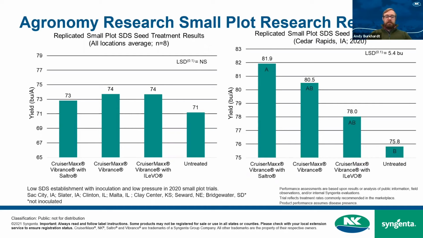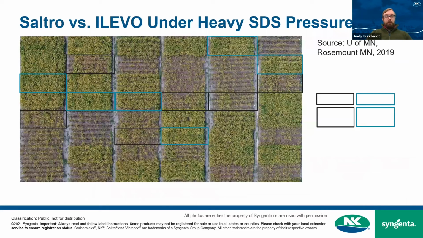So next, I'd like to show how Saltro performs under high SDS pressure. So if we have the right conditions for hot SDS infection, how do our seed treatments perform? So this is a study from Crop Protection conducted in collaboration with the University of Minnesota in 2019. So this trial was managed to have high infection rates. It was inoculated at planting. It was sprinkler irrigated to maintain high moisture, conducive for the pathogen to thrive.